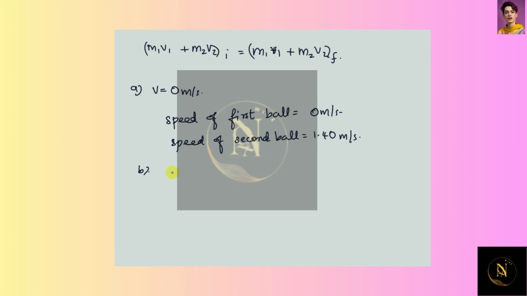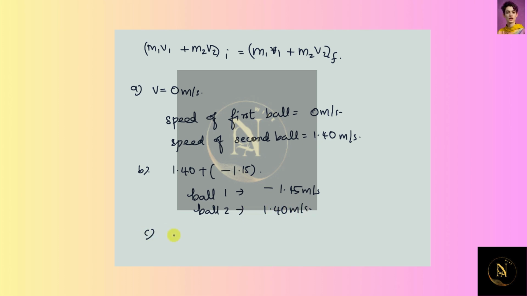Now towards part B, the second ball is moving towards the first, so in a negative direction we can write it as 1.40 plus minus 1.15. When they hit, the balls will travel in the opposite direction than they initially were. So the velocity of ball 1 would be minus 1.15 meters per second and that of ball 2 will be 1.40 meters per second.